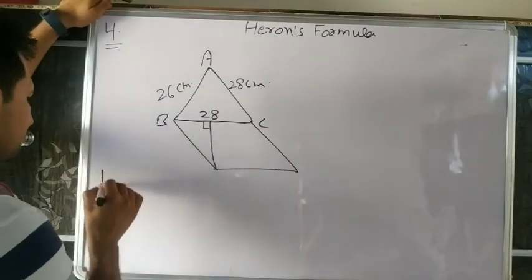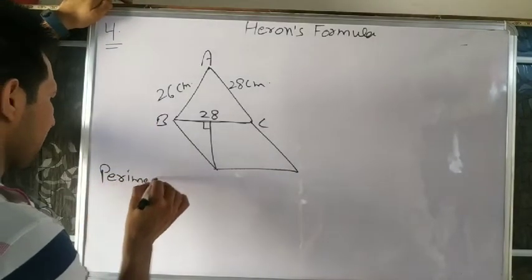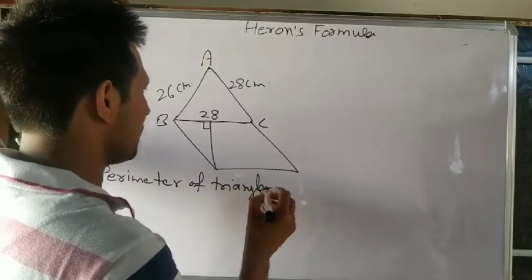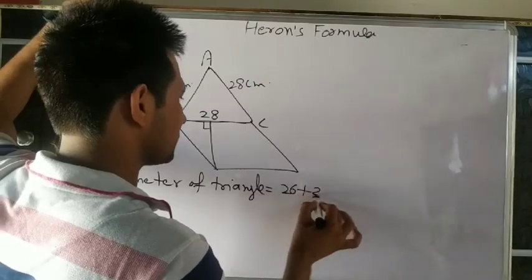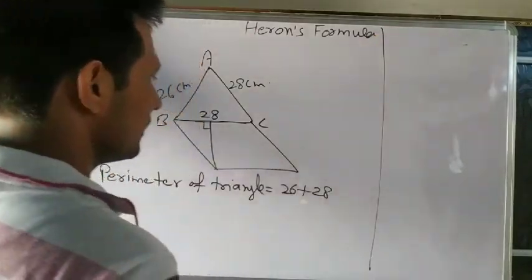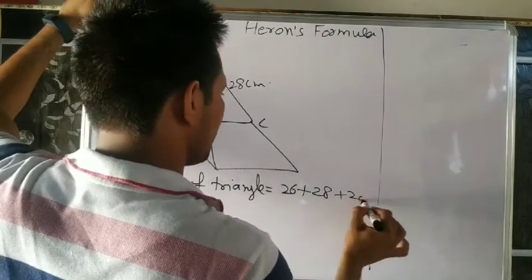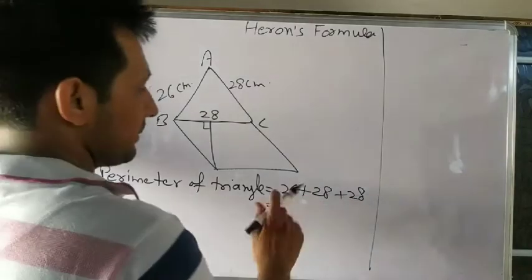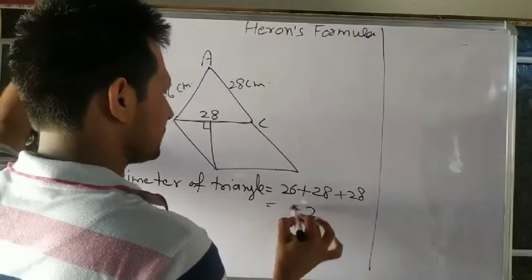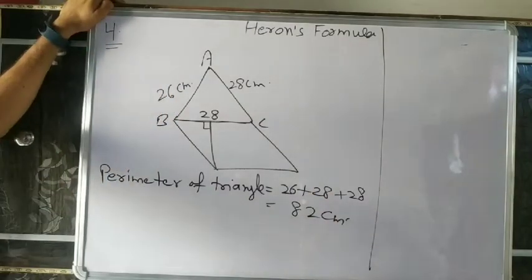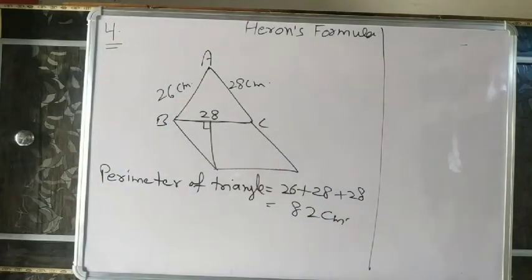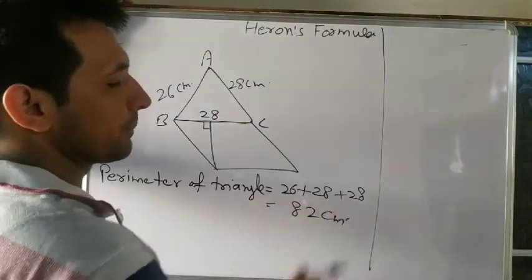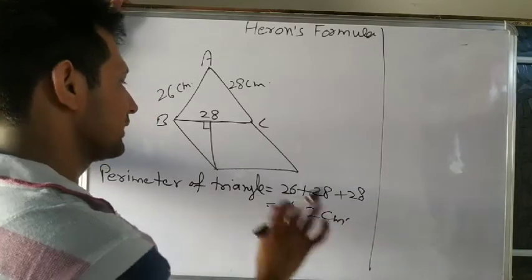So I will write the perimeter of the triangle. What is the perimeter of a triangle? Sum of all three sides. 26 plus 28 plus 28. How much? 8 plus 8, 16. 16 plus 6, 22. How much? 28, 48, 82 centimeter. Understand? Next, again, 8 plus 6, 14. 14 plus 8, 22 plus 8.